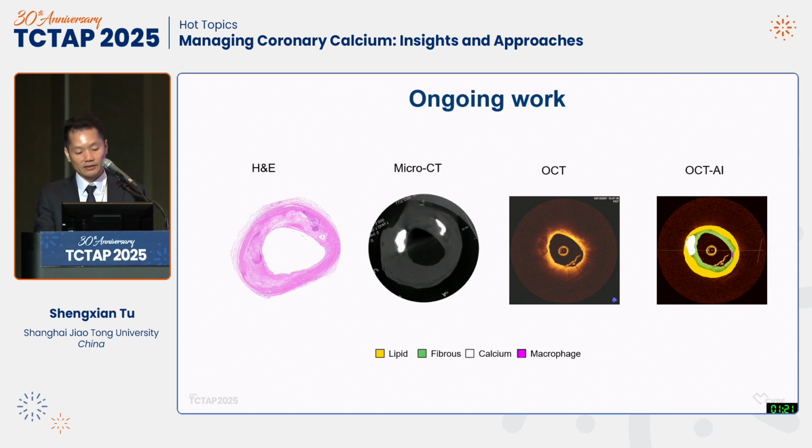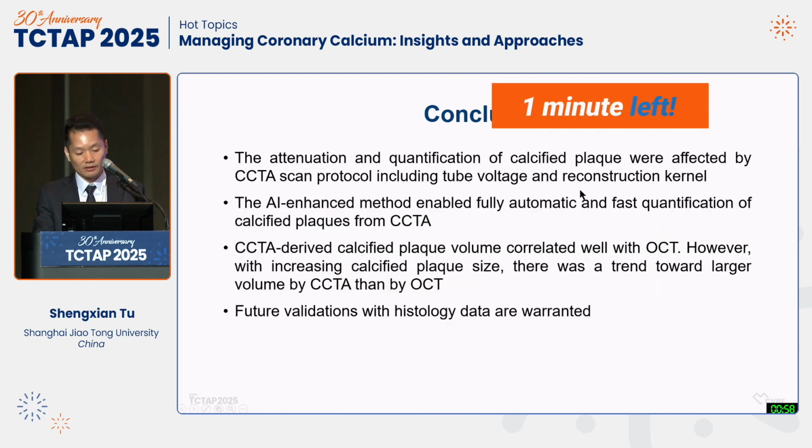As you can see, this is the section that we matched perfectly. From micro-CT or from histology, you see the calcium. But in OCT, you don't see the calcium here. And if you do AI, artificial intelligence, it's also missing this calcium. So maybe the reference standard of OCT needs to be reconsidered, but we are going to do a larger sample for histology. After that, we can discuss the result.